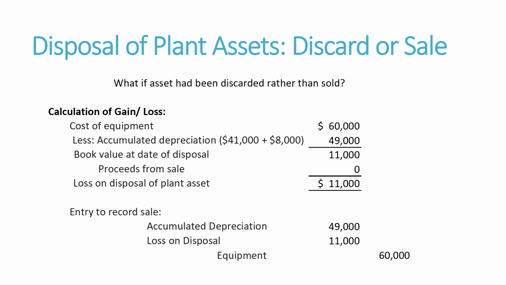So once again, we need to take the asset and its related accumulated depreciation off the books. So we have a debit to accumulated depreciation for $49,000, a credit to equipment for $60,000. Losses are like expenses, they're recorded with debits, and so we have a debit to loss on disposal for $11,000. So both the gain and the loss would be reported on our income statement in the other expenses and losses section.